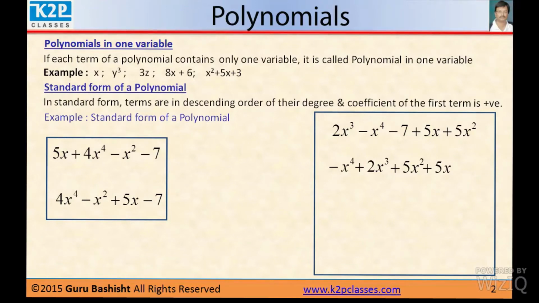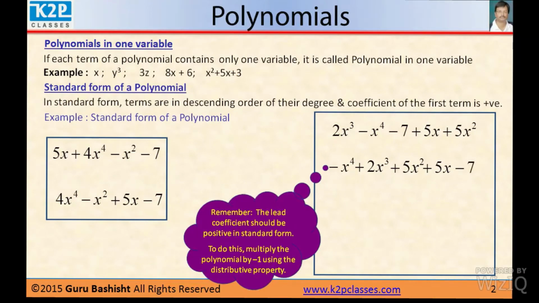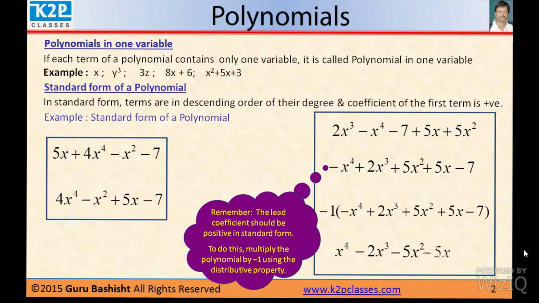Is it okay? Is it in the standard form? I think no, because the leading term cannot have a negative number. So take -1 as common, then just multiply the entire expression by -1, and the first expression will have positive coefficients. Now this is in the standard form.